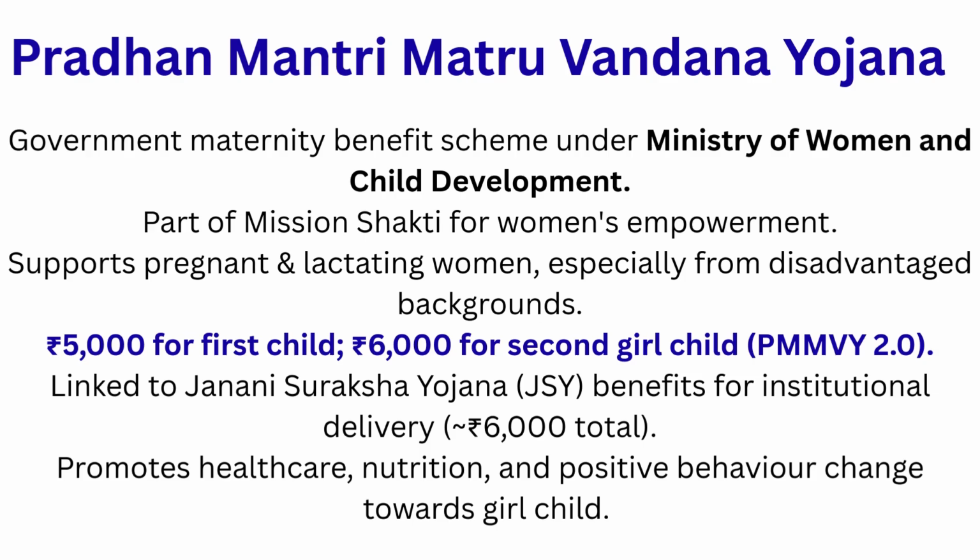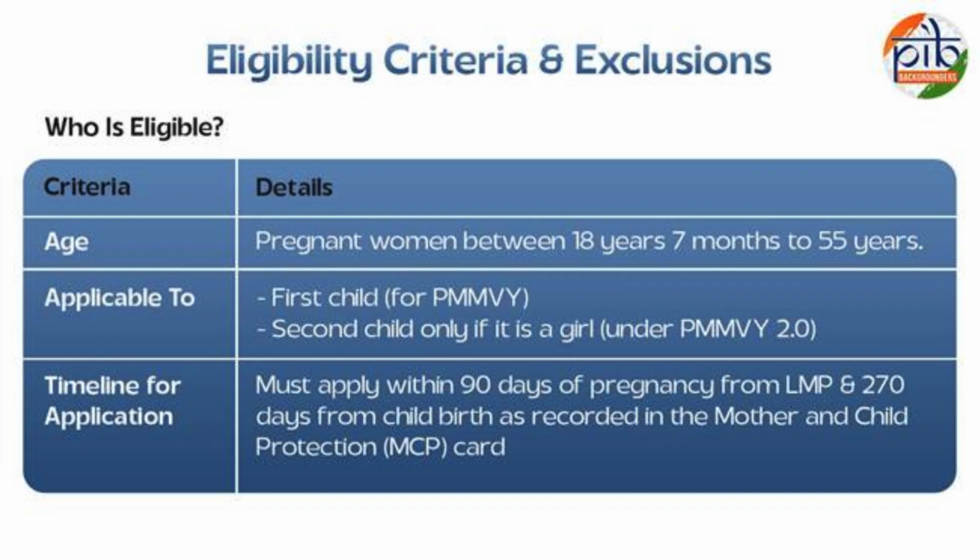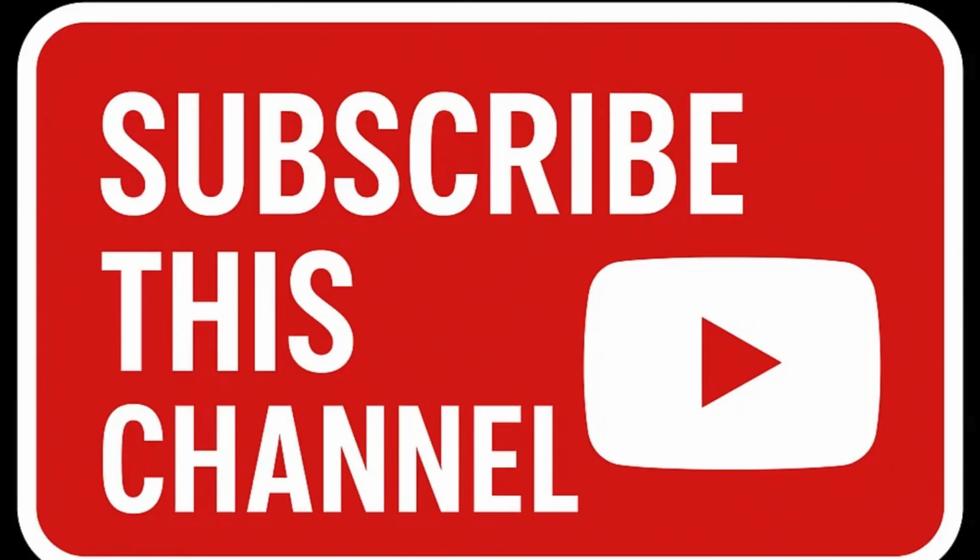This scheme is also linked to Janani Suraksha Yojana, which promotes institutional delivery and grants 1000 rupees. So 5000 rupees for the first child plus 1000 rupees, totally 6000 rupees they will get under the Pradhan Mantri Matru Vandana Yojana. It promotes healthcare, nutrition and positive behavior change toward the girl child. Now we see the conditions of eligibility and exclusions. As I said, pregnant women between the ages of 18 years 7 months and 55 years will be eligible for Matru Vandana Yojana. And if the second child is a boy, then the financial incentive will not be given. That's about Matru Vandana Yojana.